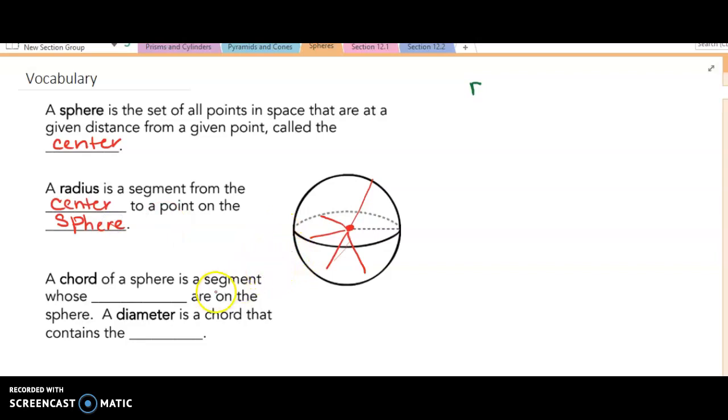We've done that before. And then a chord of a sphere, we've talked about chords before, right? This would be a chord of the sphere, or this would be a chord of the sphere. It is a segment whose endpoints are on the sphere, and then a diameter would be a chord that contains the center.